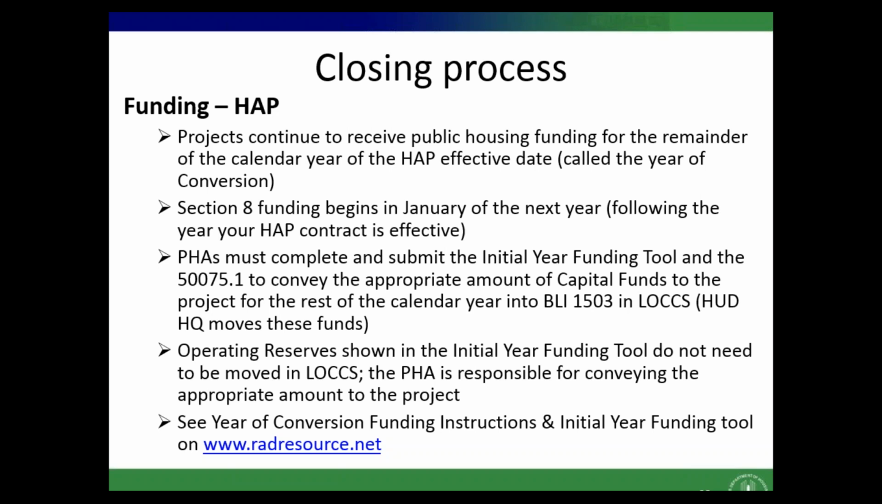But if you close in December of 2018, remember I said your HAP effective date would be the month after or 2 months after. So your HAP effective date would be in 2019, and your Section 8 funding wouldn't begin until 2020. You would still be under PIH appropriations in 2019. That's a pretty key concept, and let me just say it one more time. If your HAP effective date begins in 2018, your Section 8 funding begins in 2019. But if your HAP effective date doesn't start till 2019, then your Section 8 funding is 2020.